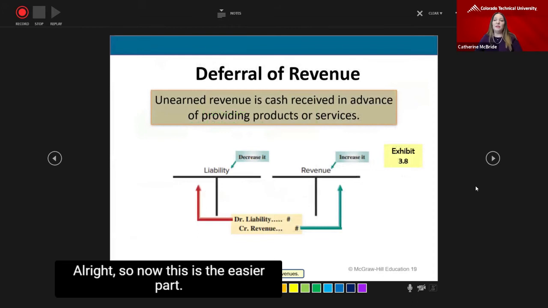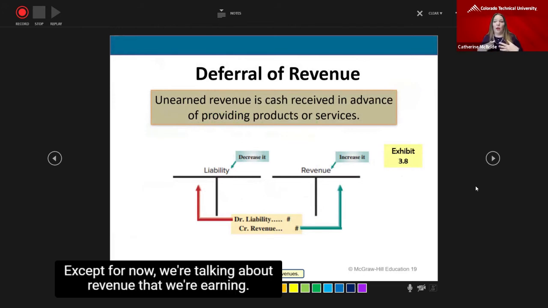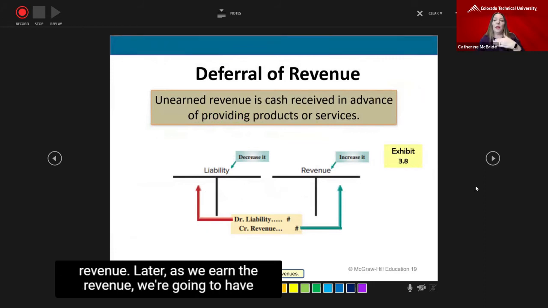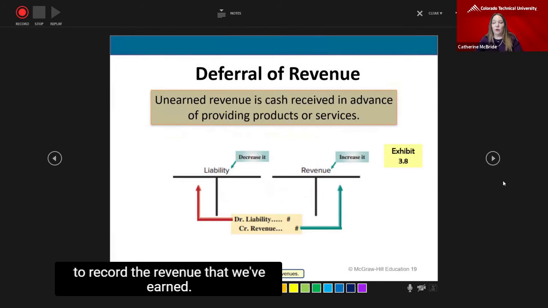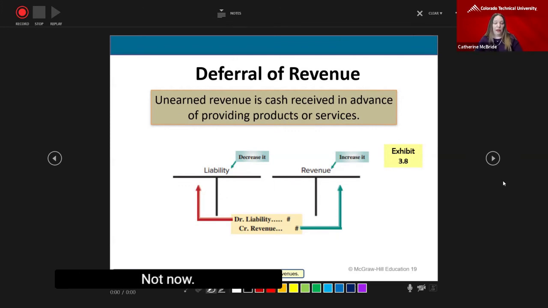All right, so now this is the easier part. Now we're going to talk about deferred revenue. So with deferred revenue, we have put off recognizing that revenue. So it works the same as deferred expenses, except for now we're talking about revenue that we're earning. So when we collect that deposit, we record a liability, unearned revenue. Later, as we earn the revenue, we're going to have to record the revenue that we've earned. Now, again, the cash happened when we recorded the liability, not now.